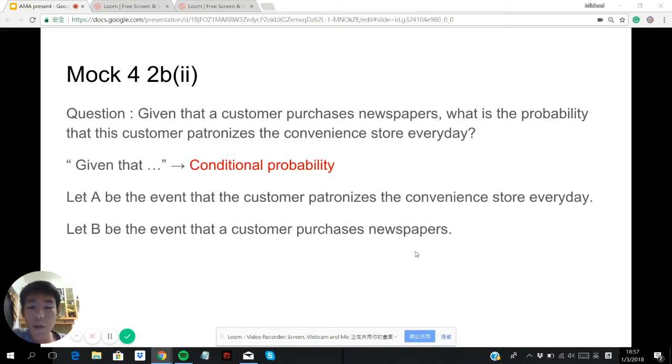So let's move on to part B2. The question of this part is that given that a customer purchases the newspapers, what is the probability that this customer patronizes the convenience store every day? As we know, when the question has the term "given that", we can determine it as the conditional probability. So, in this question, I will let A be the event that the customer patronizes the convenience store every day, and let B be the event that a customer purchases the newspapers.